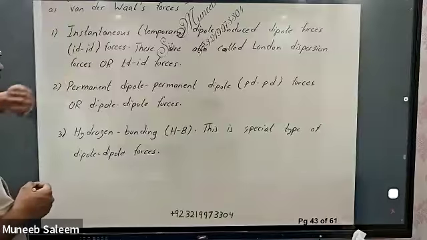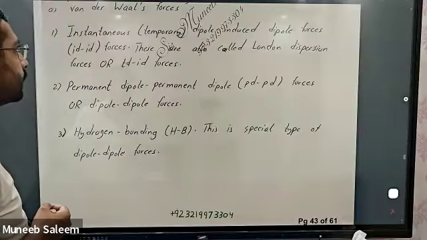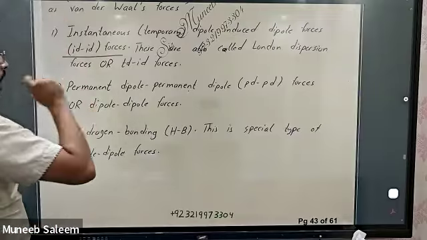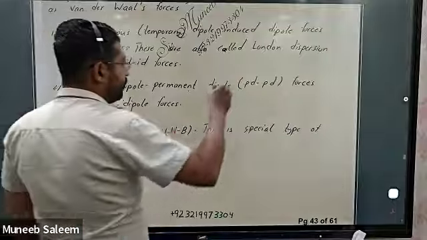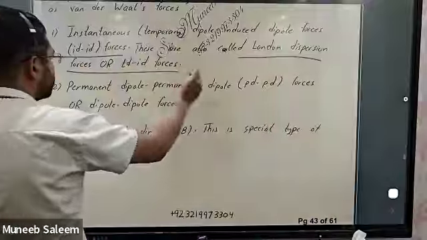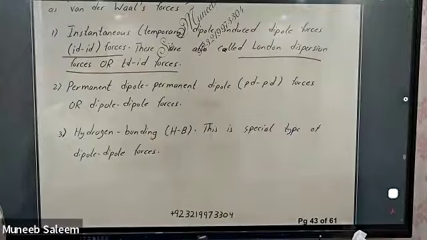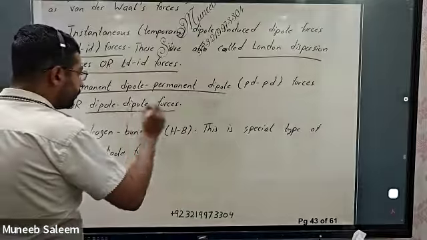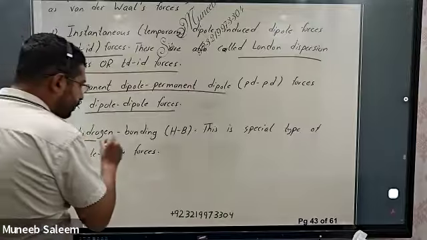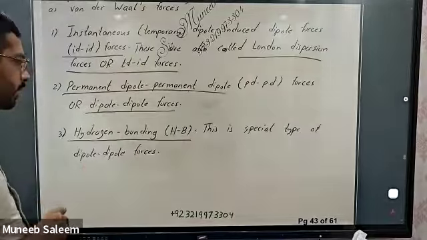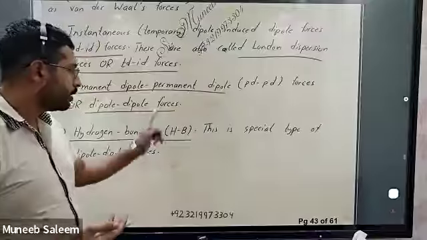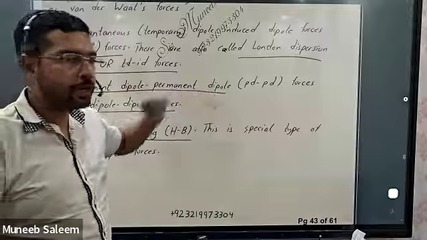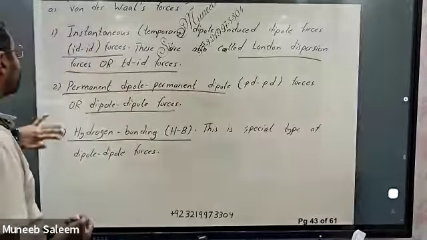The names are already mentioned here. We have the instantaneous dipole induced dipole forces. In short form, it is called ID-ID forces. These are also called London dispersion forces or TD-ID forces. And then secondly, we have the permanent dipole forces or dipole forces. And thirdly, it is hydrogen bonding, HB. It is a special type or the stronger type of the permanent dipole forces. So we will go through these examples separately to see how these forces exist.